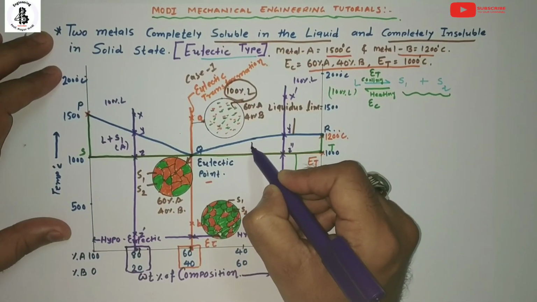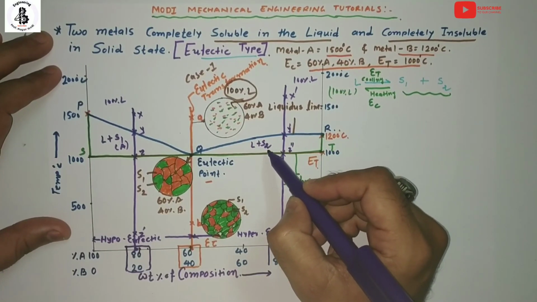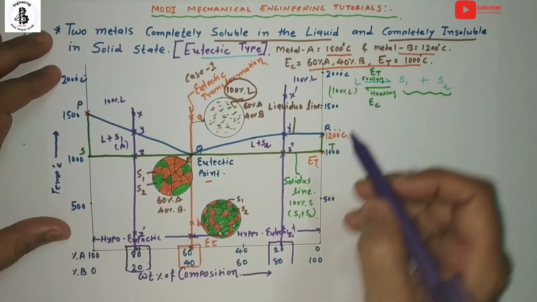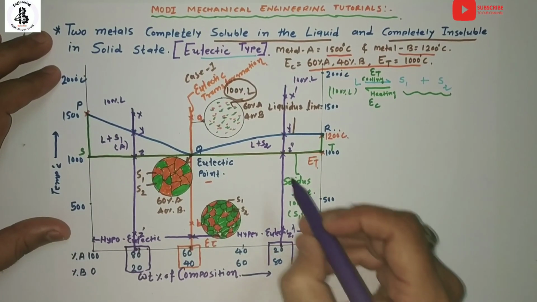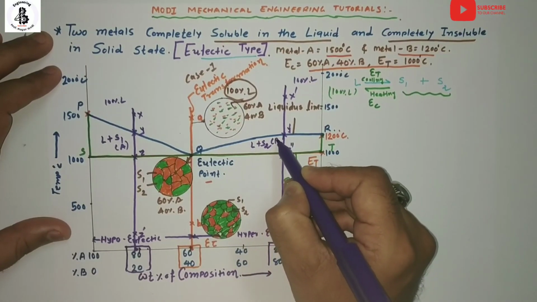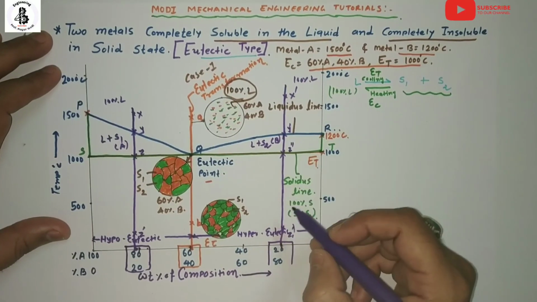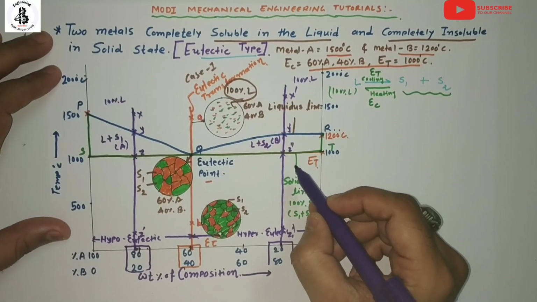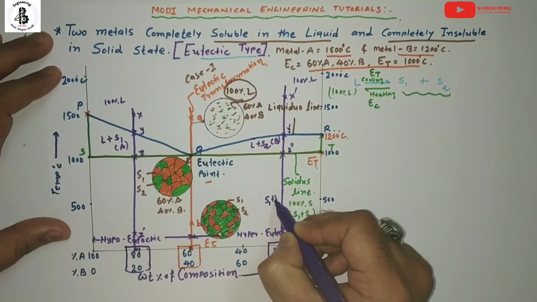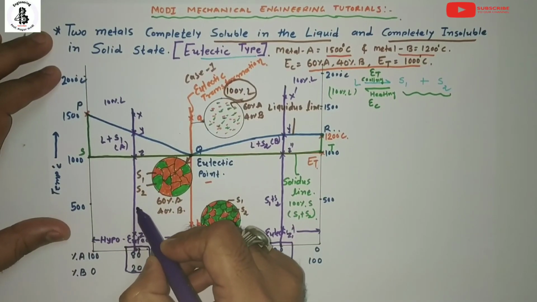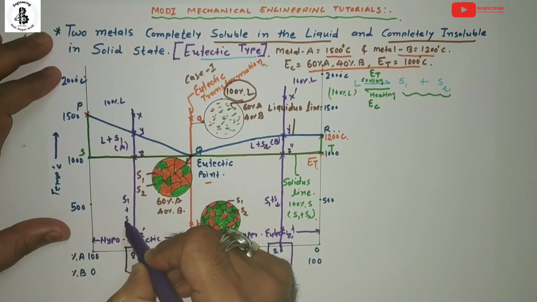So that will be the formation of liquid plus solid 2. S2 means the solid phase refers to metal B, because after this eutectic composition line, the majority is metal B. So this S2 refers to metal B. And after the solidification process, or you can say just below the eutectic temperature line, it forms two different solids. So here that will be solid 1 plus solid 2. And similarly for hypereutectic transformations, it forms solid 1 plus solid 2.